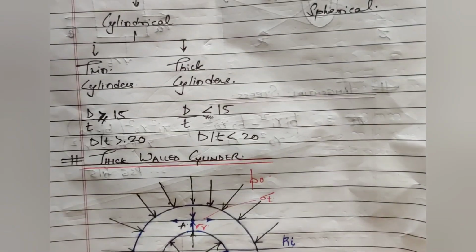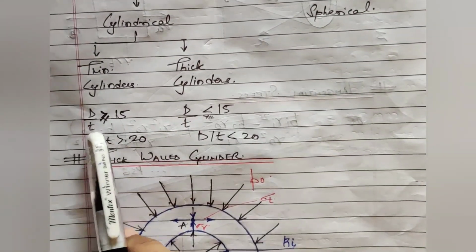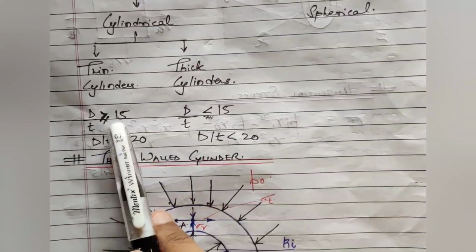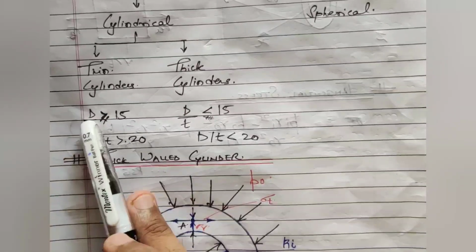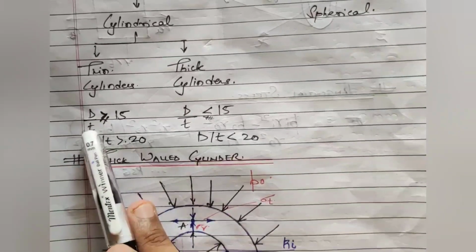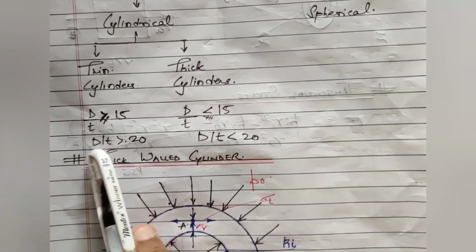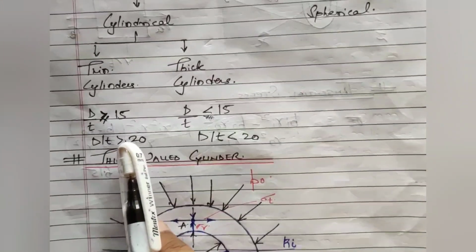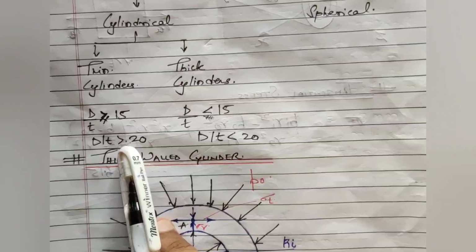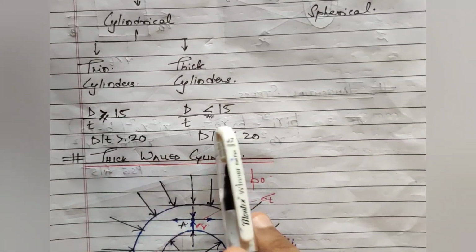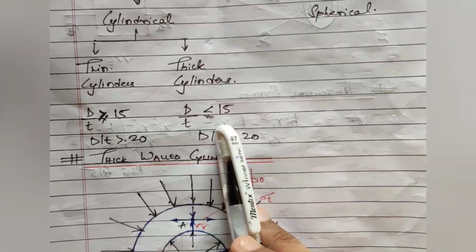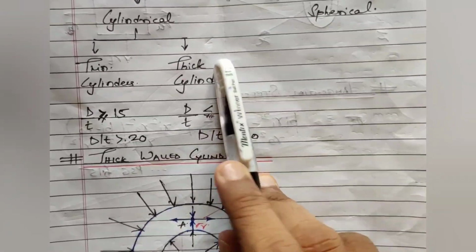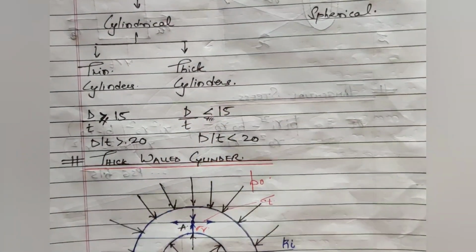Now what is a thick cylinder and what is a thin cylinder? In case of thin cylinders, the ratio of the mean diameter to the thickness of the cylinder will be greater than 15. So the diameter will be far larger than the thickness of the cylinder. In some books, you will find that this can also be taken as greater than 20. So some books distinguish it as d by t greater than 20, then they treat it as a thin cylinder. When the thickness is considerable as compared to the diameter, meaning when the d by t ratio is less than 15 or less than 20, then the cylinder can be treated as a thick cylinder.